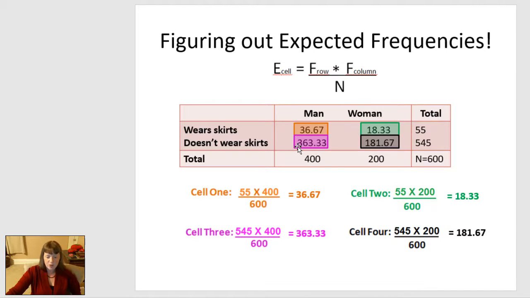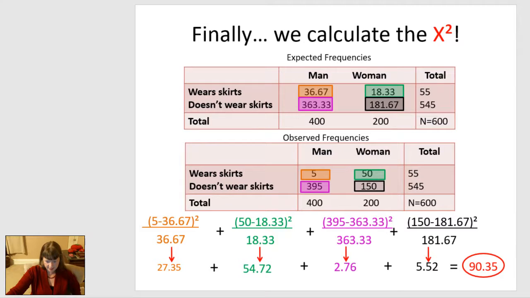Now we have around 363 men not wearing skirts is what I should see if the null is true. And I should have about 182 women not wearing skirts if the null is true. So now I've got my expected value table. And now I can just compare and contrast. Again, I've kept the decimals. You can round, it's completely permissible. Just make sure to round appropriately.